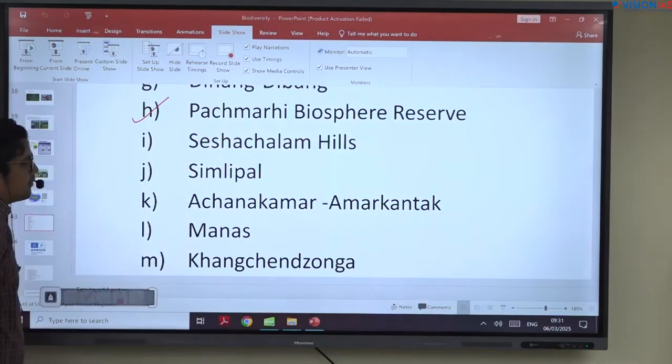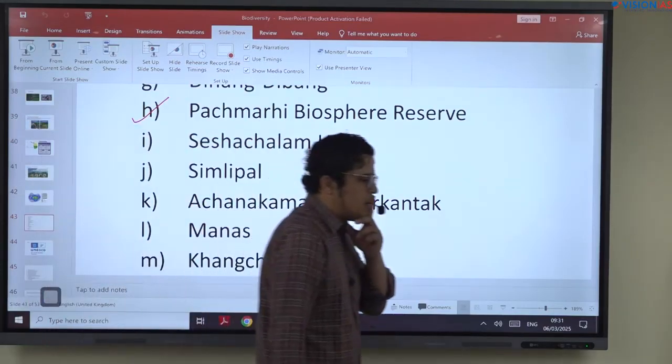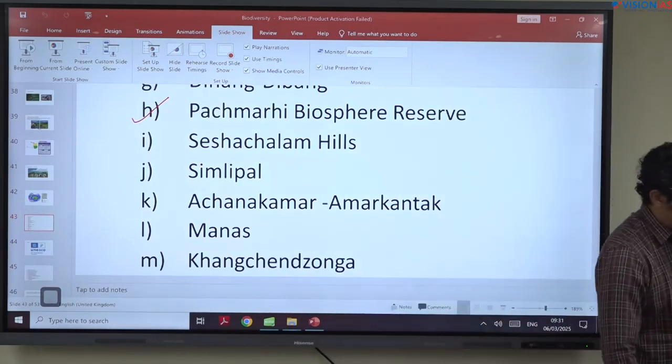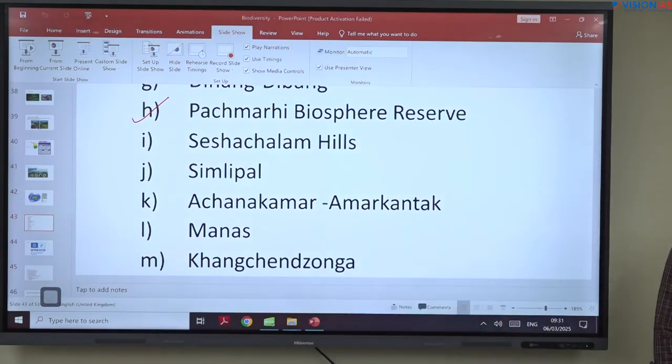Next, Seshachalam. Andhra Pradesh. Known for red sanders tree.